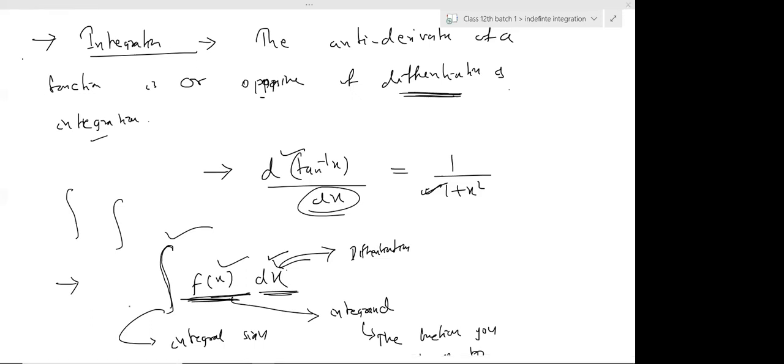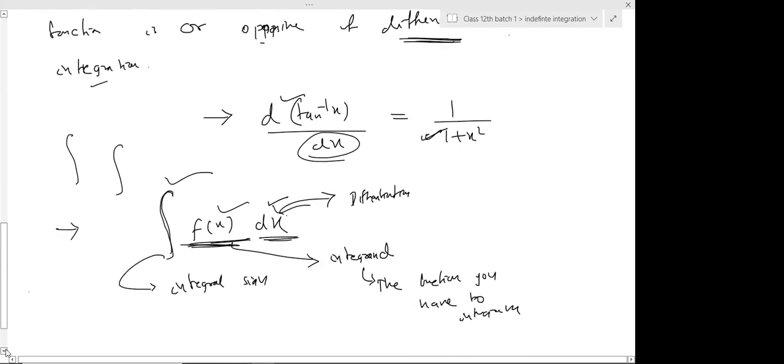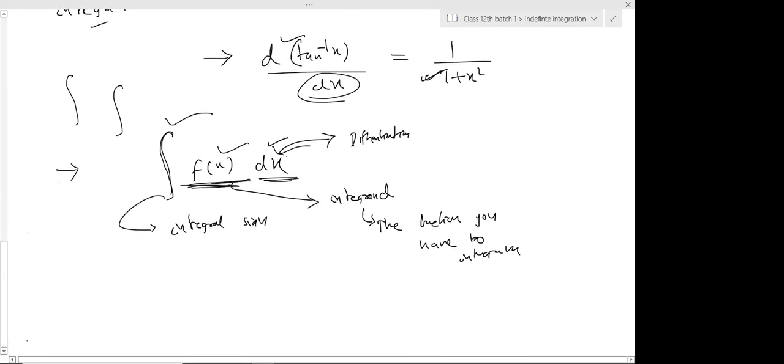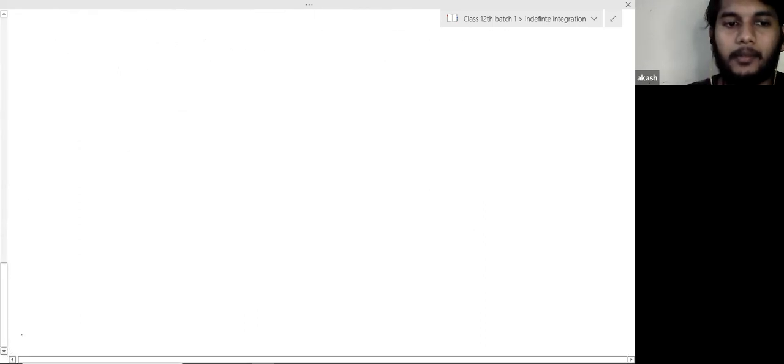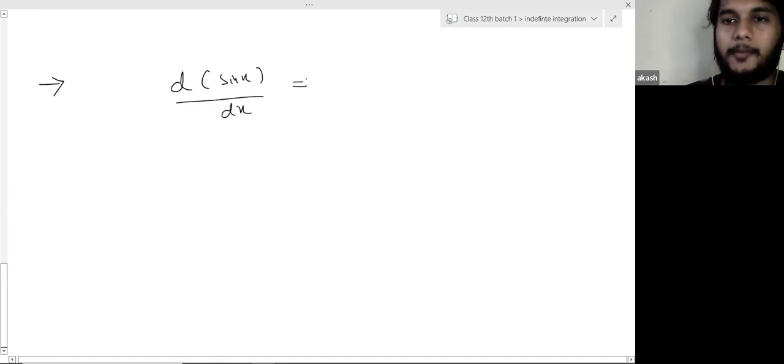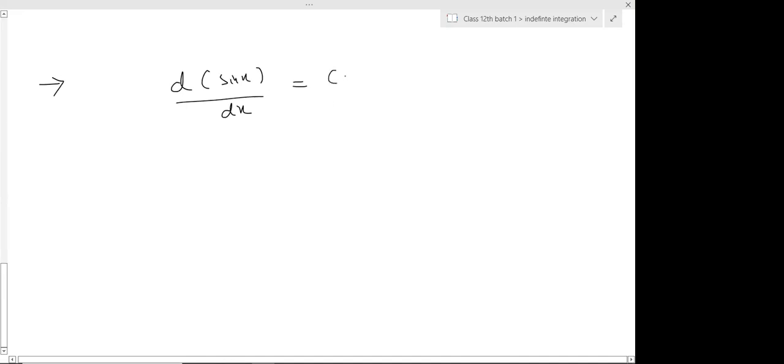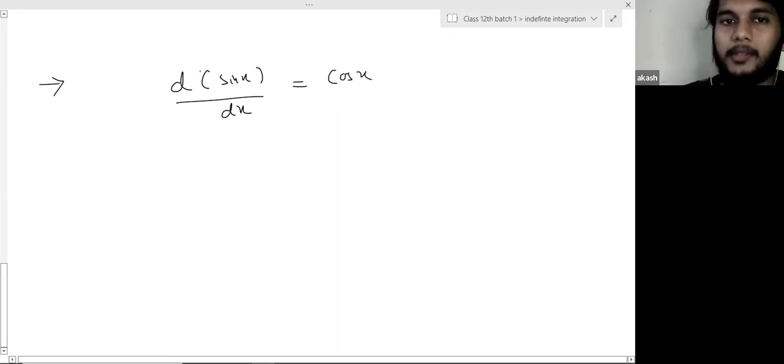Done, everyone? Done, sir. All right. So what does it mean? This means, in very simple terms, if I write differentiation of sine x, what is differentiation of sine x? Cos x. Absolutely right. So if this symbol goes to this side, this becomes the integration sign.